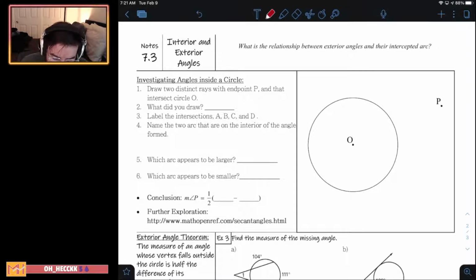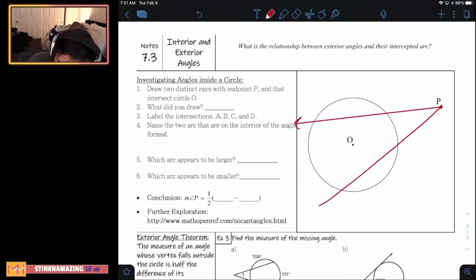So draw two distinct rays with endpoint P that intersect circle O. So here's a straight line for our ray, and here's a straight line for our ray. Beautiful. And it intersects O here, here, here, and here. Label the intersections A, B, C, and D.